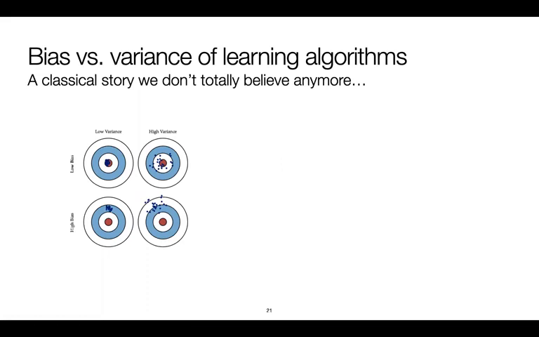I want a procedure that gives me the same decision boundary or close to the same decision boundary over and over, because I don't want the model that I get to depend on the training data that I happen to have. So both bias and variance are also not very good in the context of machine learning.